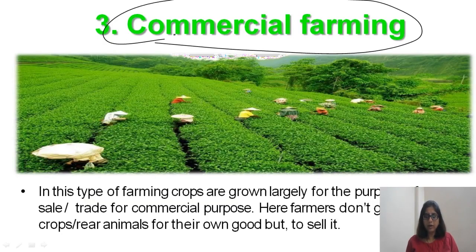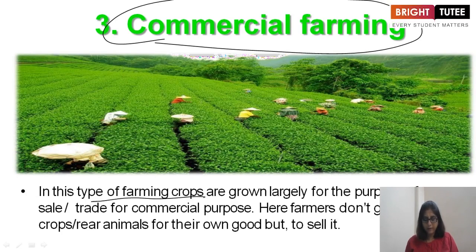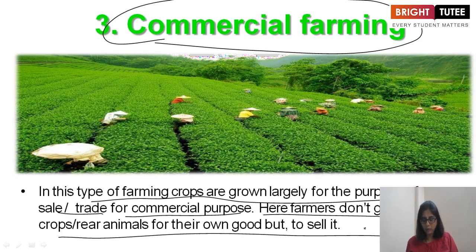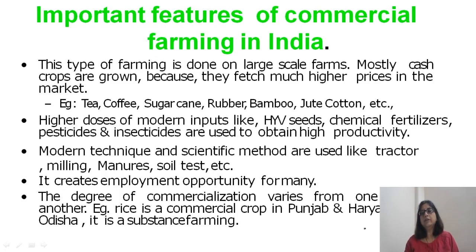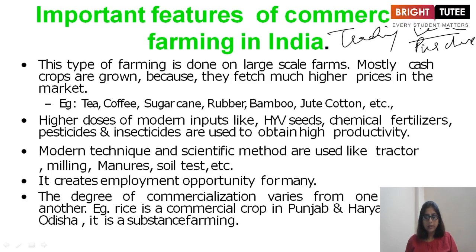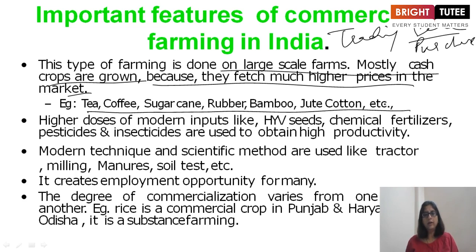Now the third one is commercial farming. In this type of farming, crops are grown largely for the purpose of sale or trade, for commercial purpose. Here farmers don't grow crops or rear animals for their own good but to sell them. Now, important features of commercial farming in India: it is very much clear with the word commercial, that means it is trading. Trading means sale, purchase. This type of farming is done on large scale farms. Mostly cash crops are grown because they fetch much higher prices in the market. Examples are tea, coffee, sugarcane, rubber, bamboo, jute, cotton, etc.